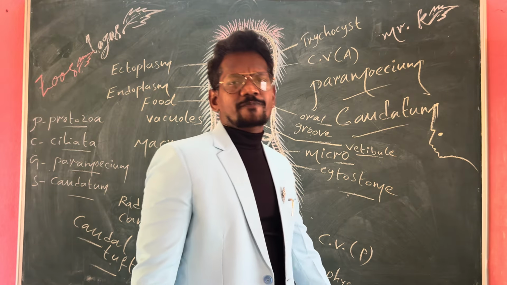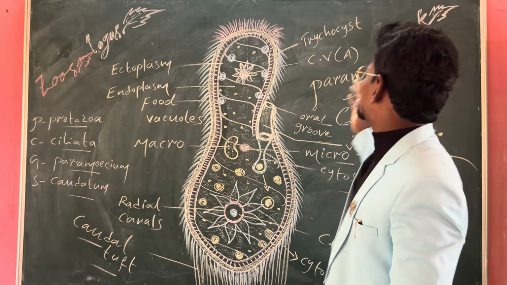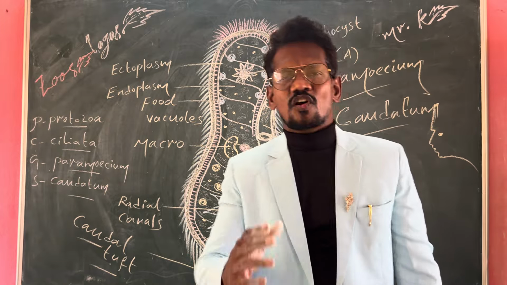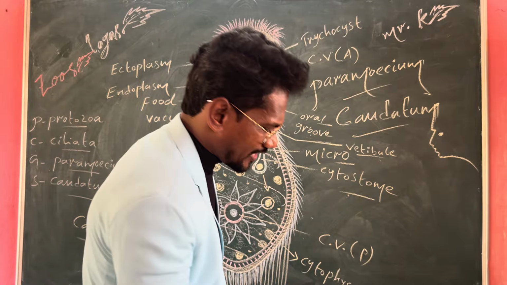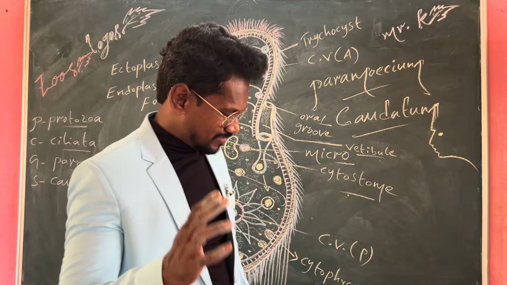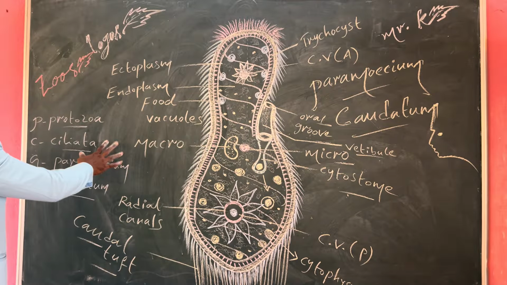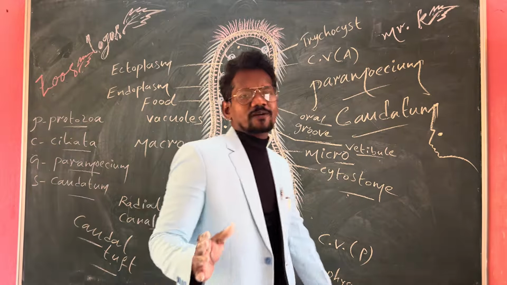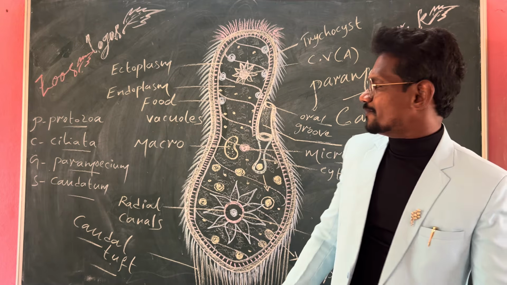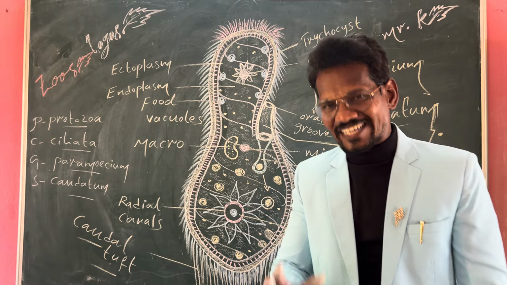In this video session, I brought one more new and unique topic. That is Paramoecium caudatum, also a permanent slide. Let's first see the classification of Paramoecium caudatum: Phylum Protozoa, class Ciliata, genus Paramoecium, species caudatum.